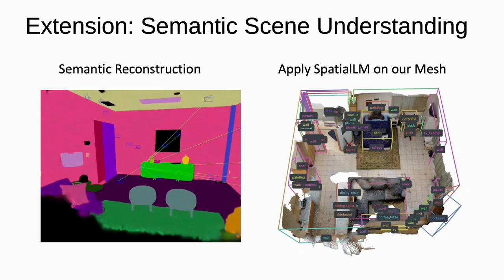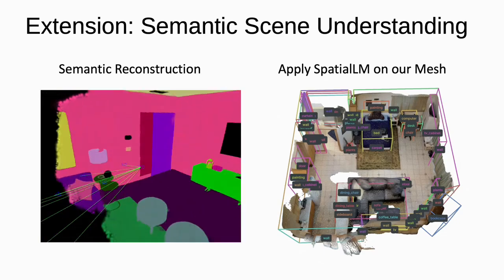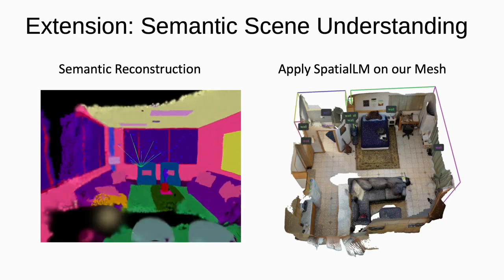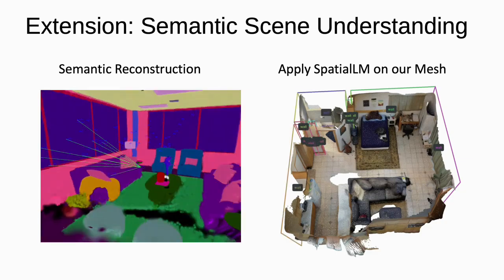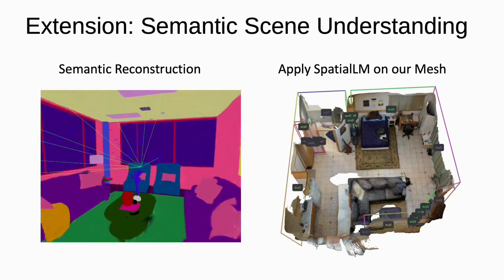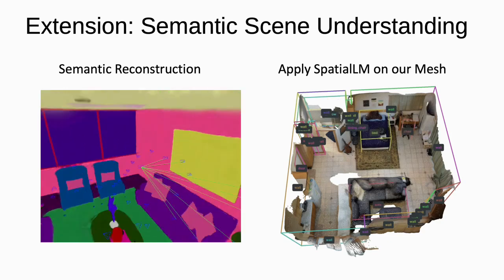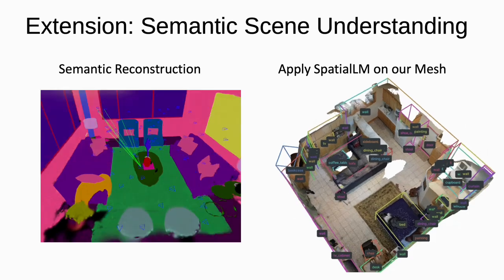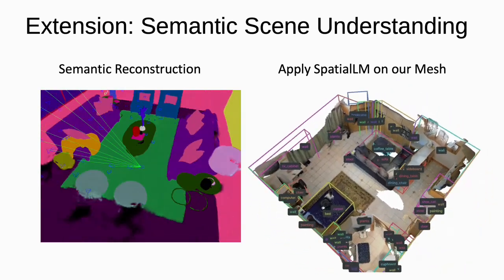As an extension, we integrate semantic understanding into our framework by assigning semantic colors to each Gaussian. After reconstructing the scene, we can further apply a spatial language model, such as SpatialLM, to reason about the environment. This demonstrates the potential of using rich geometric maps as a foundation for intelligent spatial understanding.